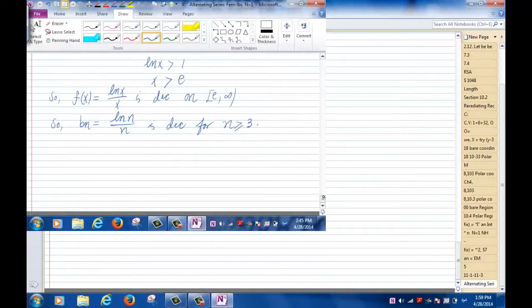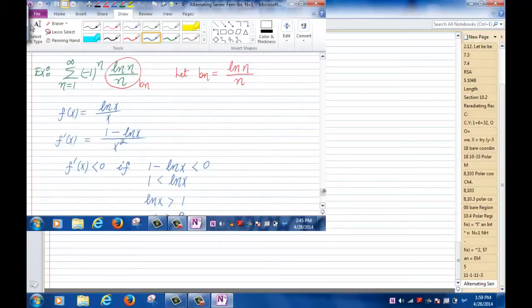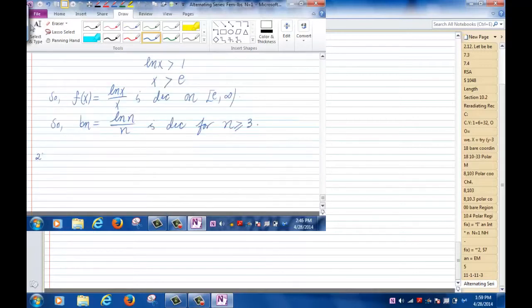Now, what's the second thing I have to show? The next thing I have to show is what? So this is the first thing. The first thing I have to show is that the sequence is decreasing. The second thing I have to show is that the limit of bn is 0. So what is bn? So I need to show this. What's the limit of bn? That's the same as bn being ln of n over n. Everybody's okay? How do you show this? What's the limit of this?